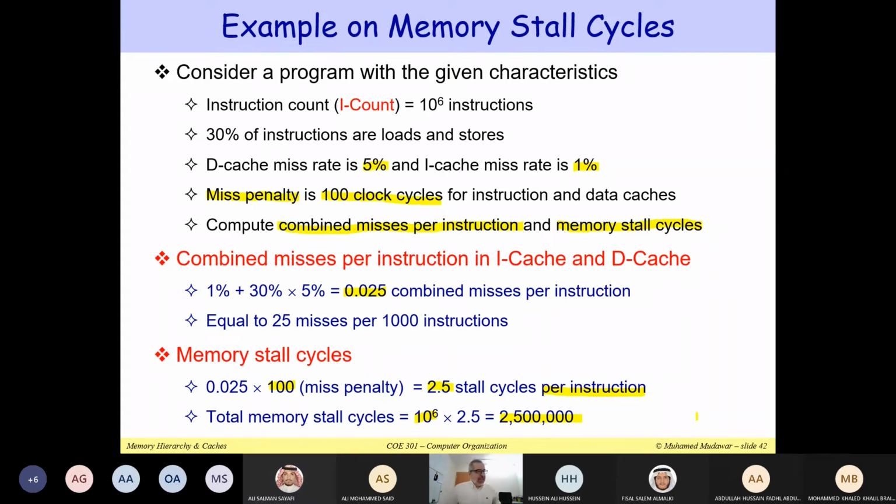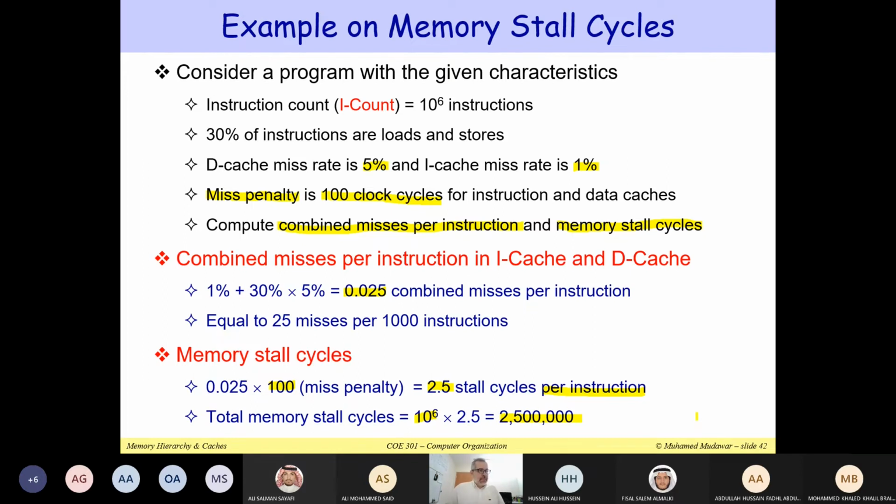Any question about this, Ali? Yeah, the miss penalty, Doctor, is 100 clock cycles. Yes. But after we multiply it by combined misses per instruction, we got 2.5 stall cycles. Per instruction, it's an average number, yes. Which way did we get 100 clock cycles? This is given in the problem statement. It says that the miss penalty is equal to 100 clock cycles.